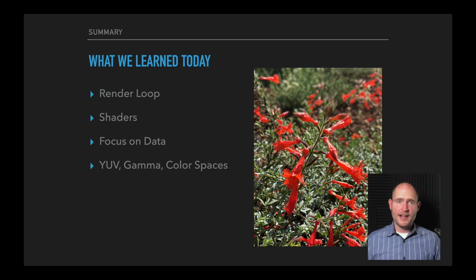So what did we cover today? Well, we went over the core render loop and where your performance bottlenecks are going to be in that. We talked about the role of shaders and how they work on the GPU. We focused on designing data structures that can lean into the GPU and take full advantage of its performance and recognize where the memory bottlenecks are. And finally, we talked about YUV, gamma, and dealing with color spaces, and touched on a bunch of the theory in rendering images on screen.